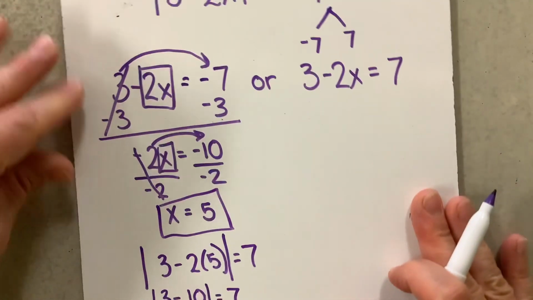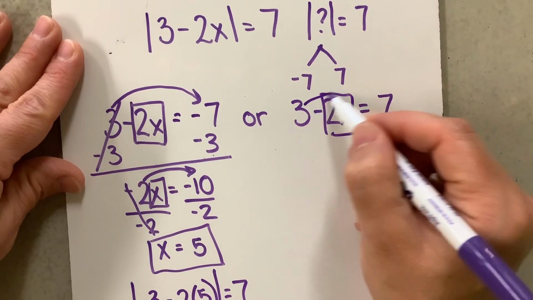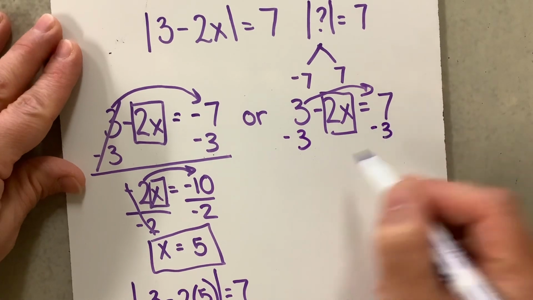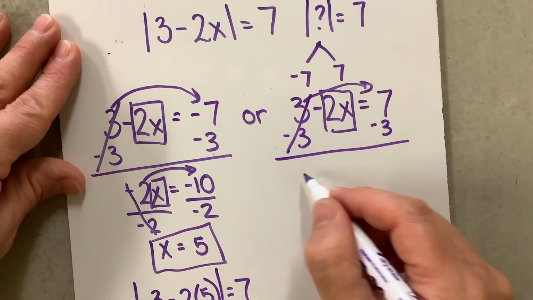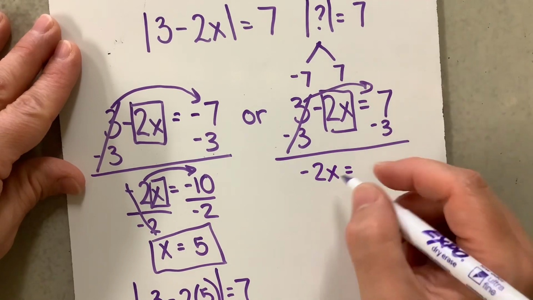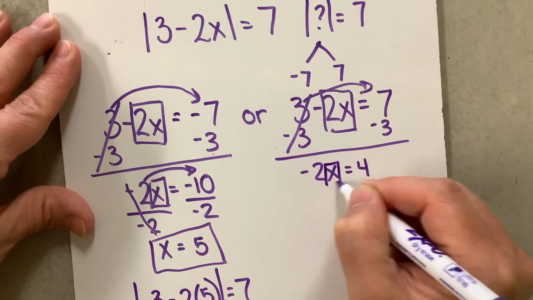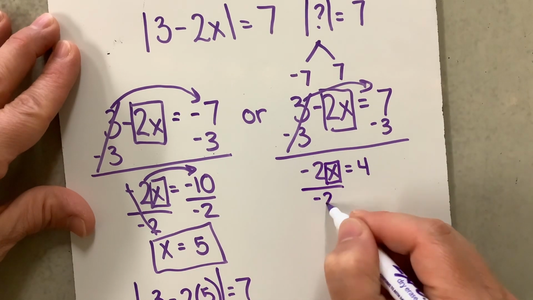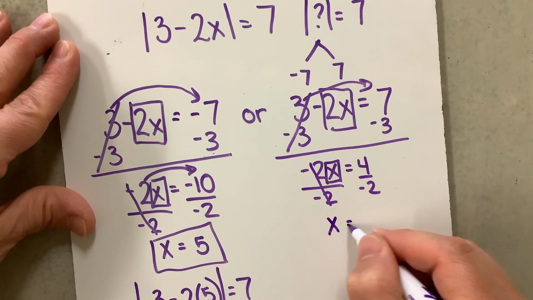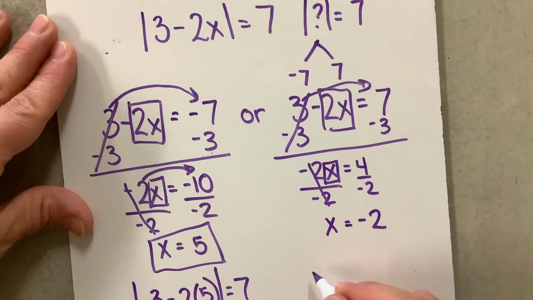Now we're going to come and do the other side. Again, solving for our x term, getting rid of the 3, so I'm going to add the opposite. Okay, so negative 2x equals, but this time it's 7 minus 3, which is 4. I'm still solving for my x, so I'm going to divide both sides by that negative 2, and I get x equals negative 2. Okay, but let's try it.